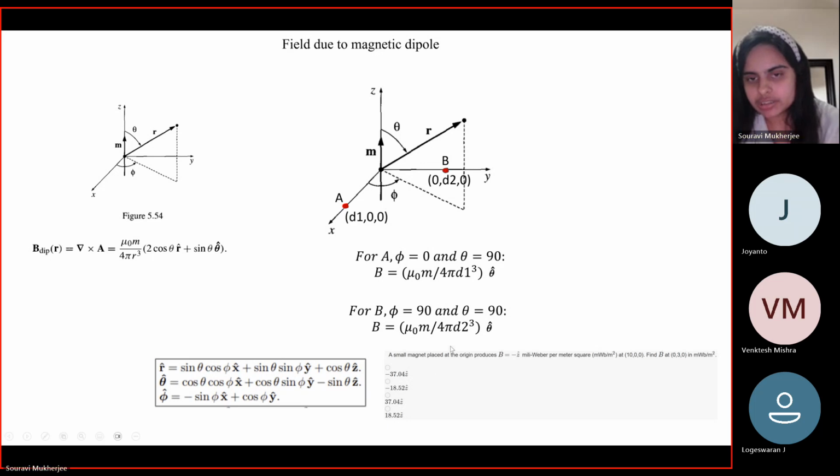For this question, your d1 is given as 10, and your magnetic field B is given as minus 1 z cap. First, try to write this expression in terms of x cap, y cap, z cap. Put in the values of theta and phi and write the magnetic field expression for points A and B in terms of x cap, y cap, and z cap. And then try to solve this. Just try to work it out, guys, and tell me if you are stuck somewhere.